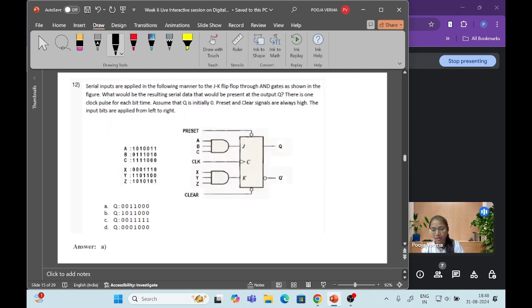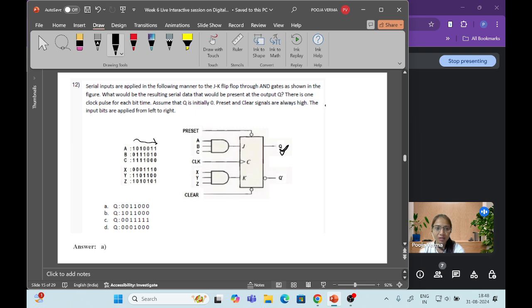So now moving to the next question. Serial inputs are applied in the following manner to the J and K flip-flop through AND gates as shown in the figure. What would be the resulting serial data present at the output Q? There is one clock pulse for each bit time. Assume that Q is initially 0 and the preset and clear signals are always high. The input bits are applied from left to right, that means this side to this side.